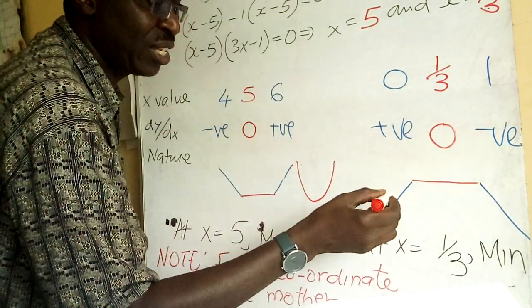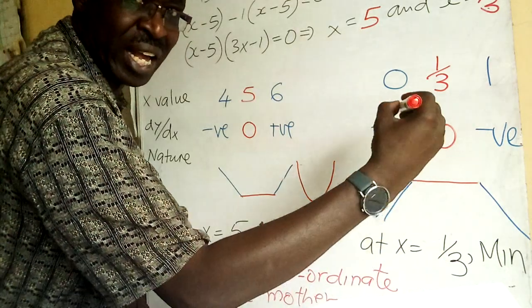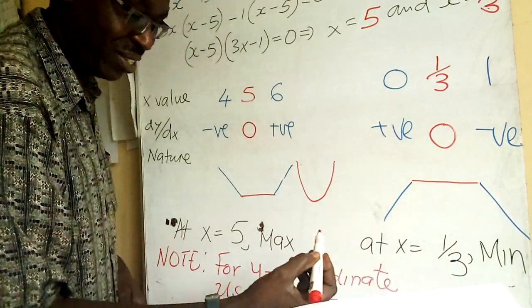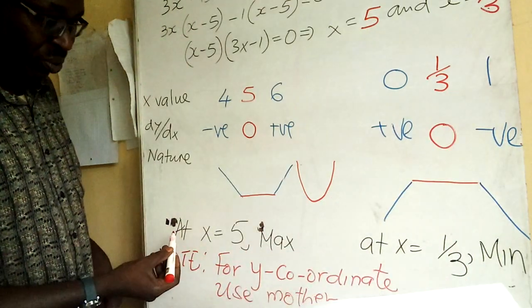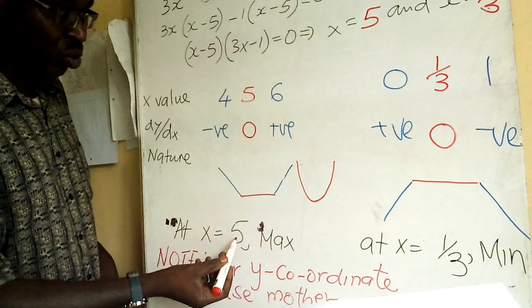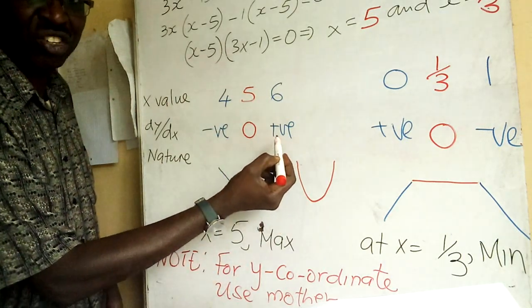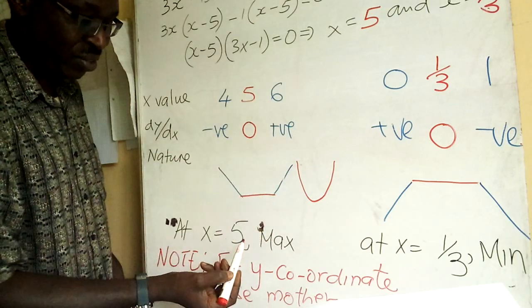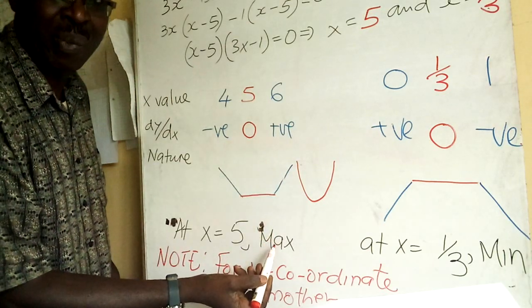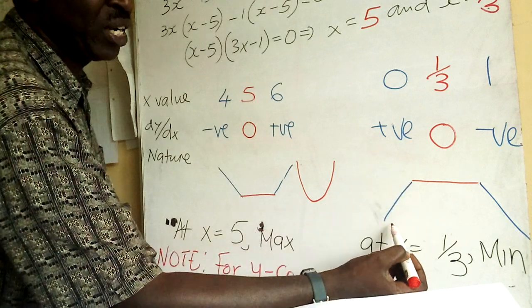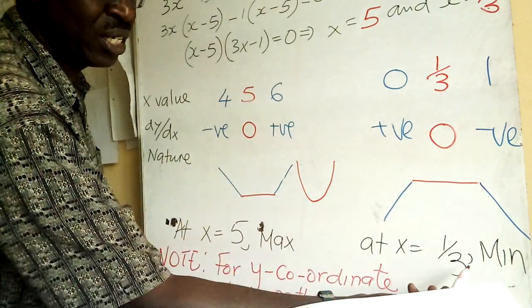And this is basically a cup upside down. Okay? So at x is equal to 5. You see, our x was 5. And this is the structure. This is the curve, the nature. We say that is maximum. And when it goes like this, it is minimum.